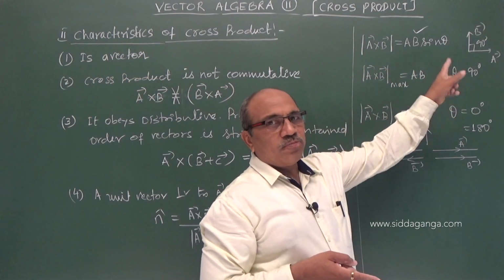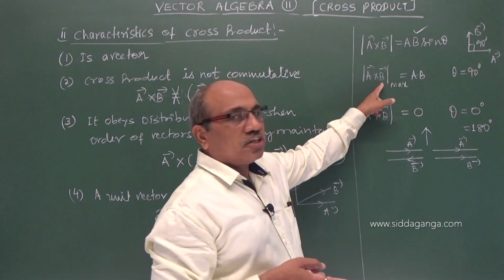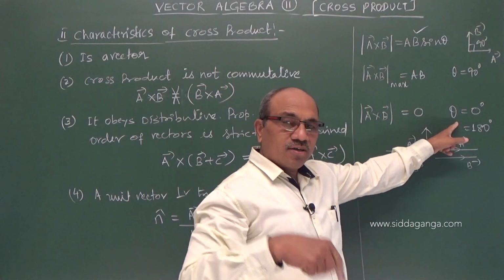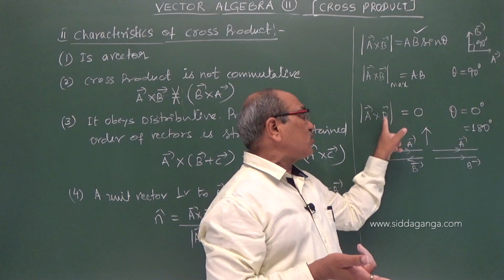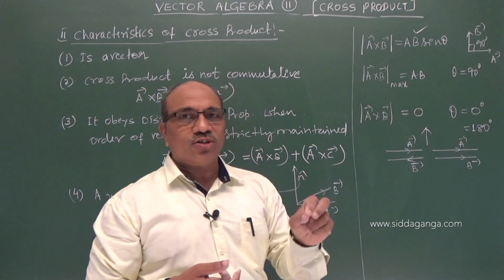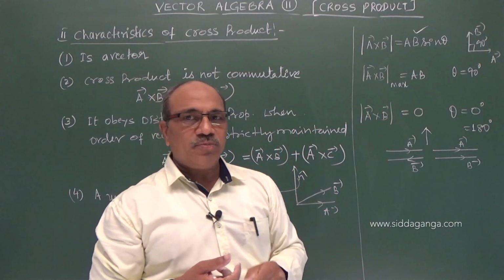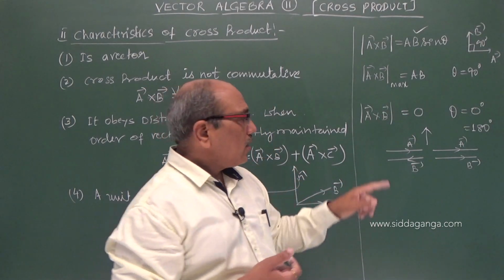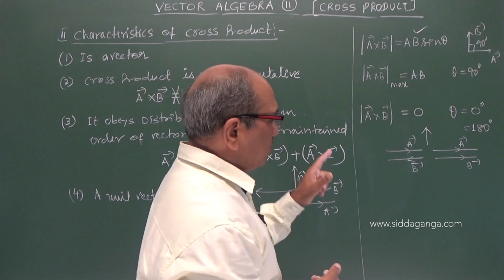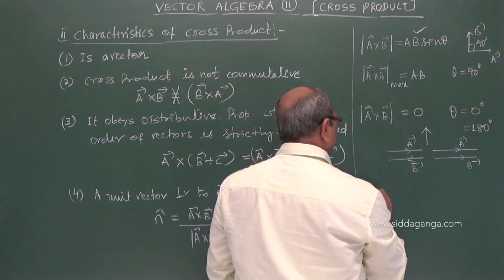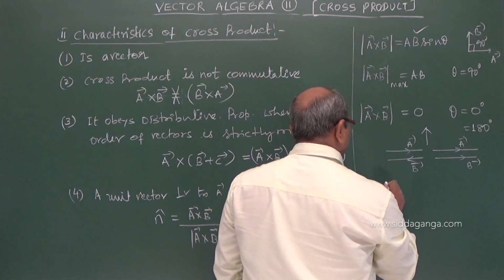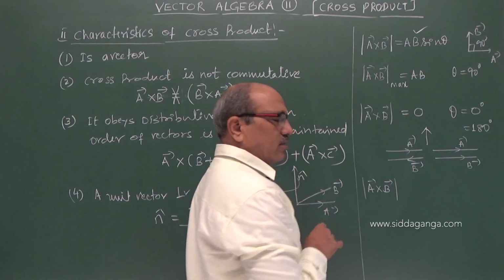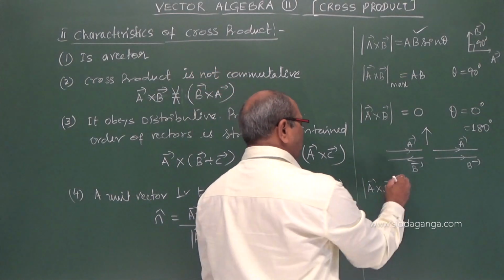At theta 90, the dot product vanishes, but the cross product becomes maximum. At theta 0, the dot product becomes maximum and the cross product becomes 0. Theta 0, cos 0 is 1, so the dot product takes its maximum value, but the cross product becomes 0. And further, the angle between the vectors, when asked, is sometimes most important from the entrance exam point of view. The direction of A cross B.